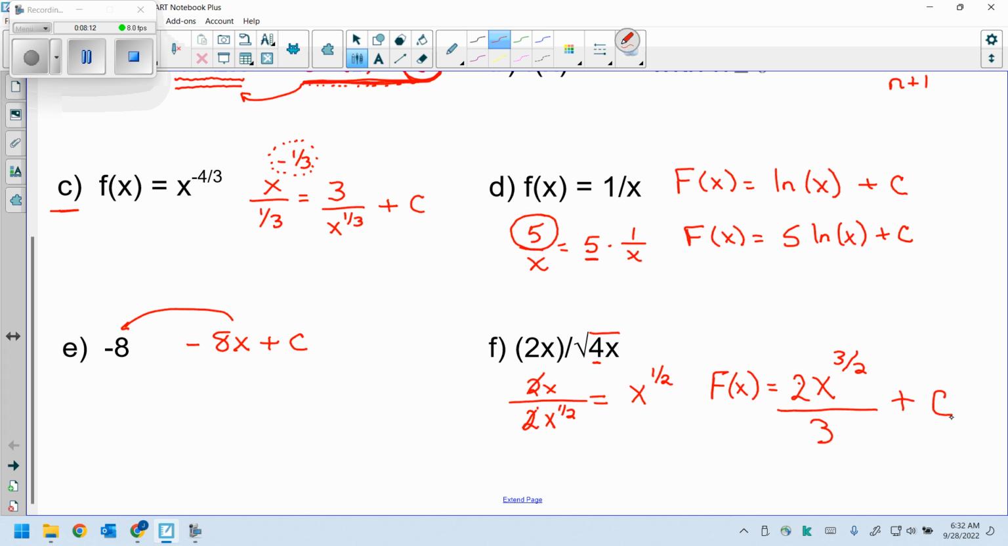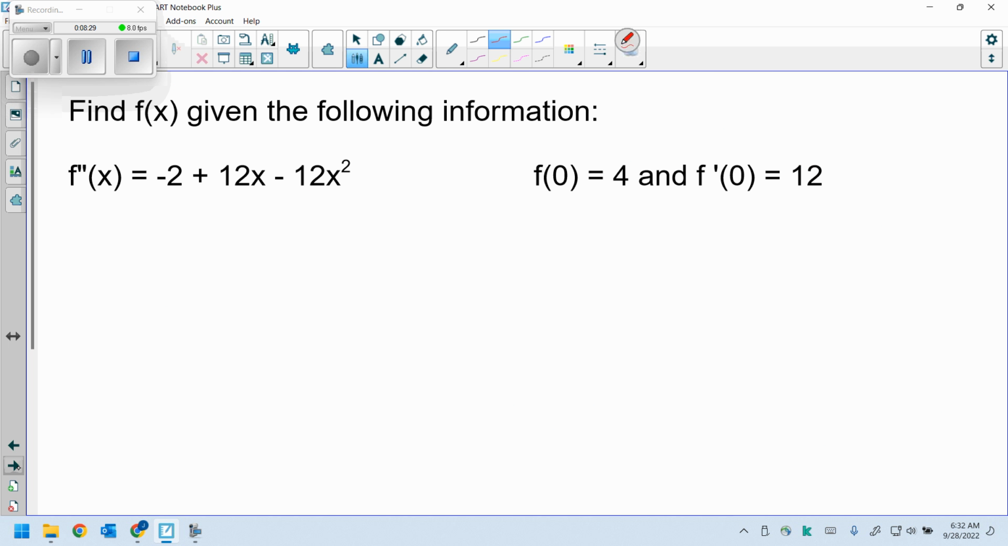Almost forgot. So, this is the derivative of what? Well, it's the derivative of the antiderivative. Okay? Now, see how this all comes into play.